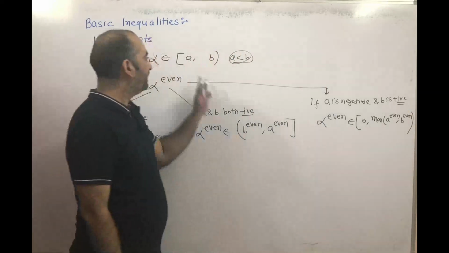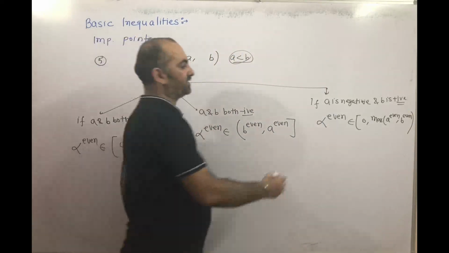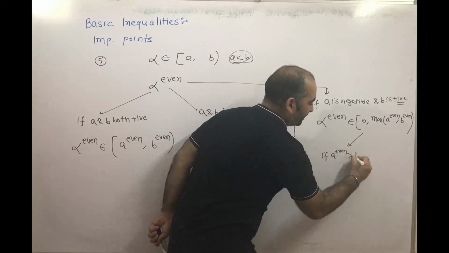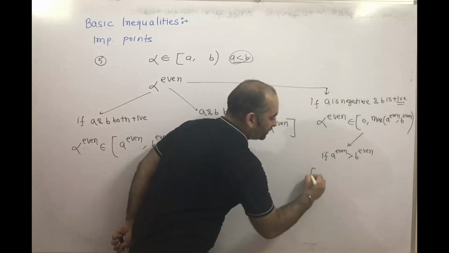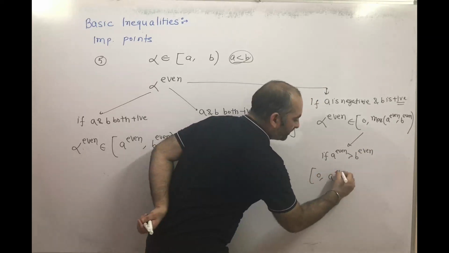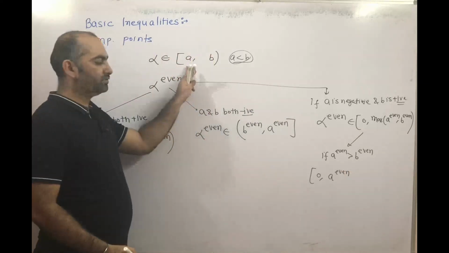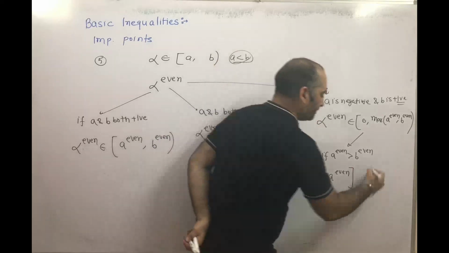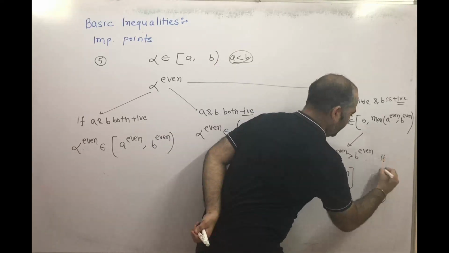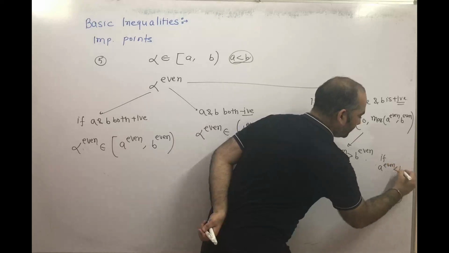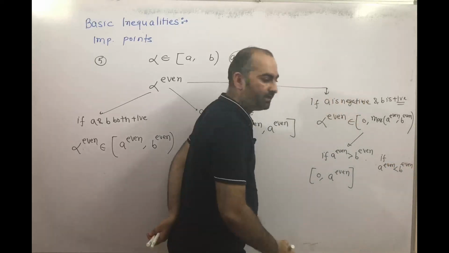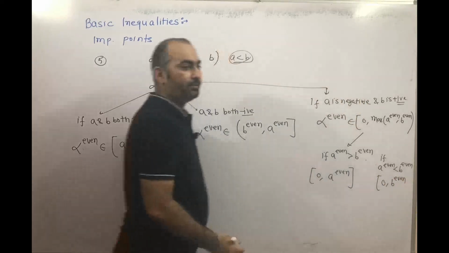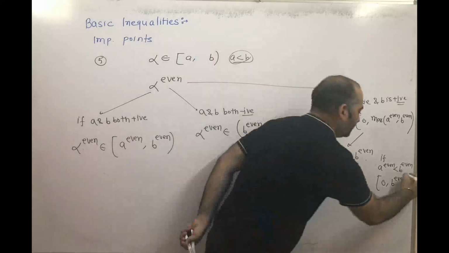See, if a power even is the maximum, that is a power even is greater than b power even, then it is 0 to a power even. a is included, so a power even is also included. And the second case is if a power even is less than b power even. Then it is closed interval 0 to b power even, and here b is not included, so b power even is also not included.